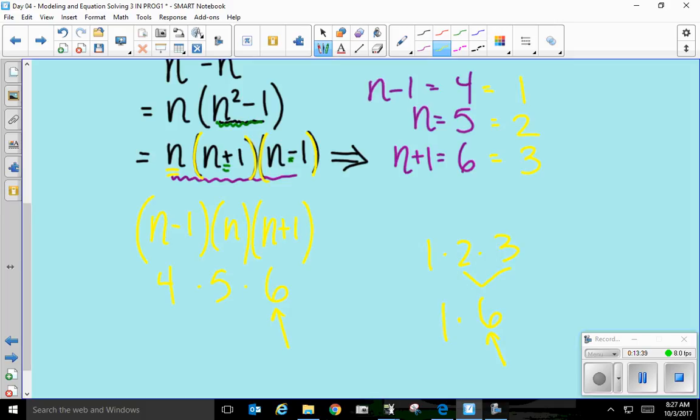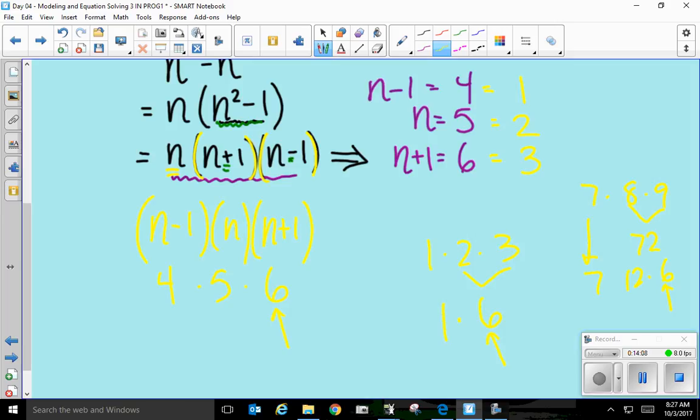Pick another 3 consecutive numbers. 8. Okay. What if I do 7 times 8 times 9? What is 8 times 9? 72. Isn't that 12 times 6? Still times 7. You will always get a 6.